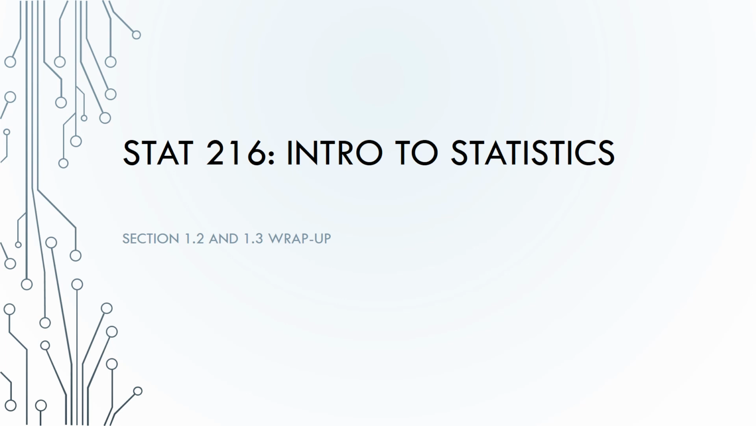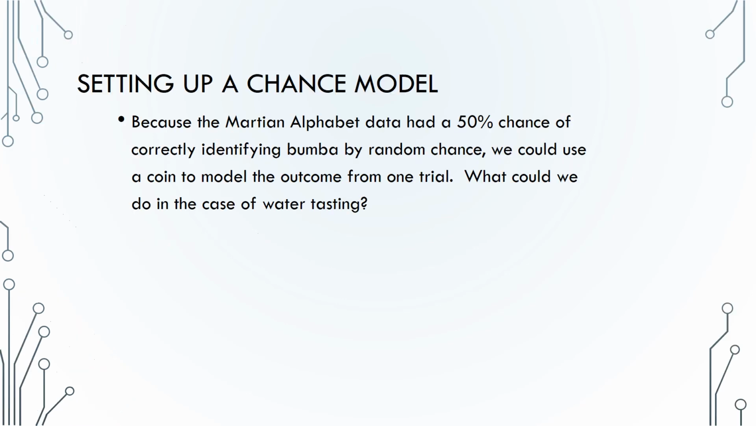Let's wrap up sections 1.2 and 1.3. Because the Martian alphabet data had a 50% chance of correctly identifying Bumba if we were randomly guessing, we could use a coin to model the outcome from one trial, or for one student. But that won't work for water tasting. What could we use instead?